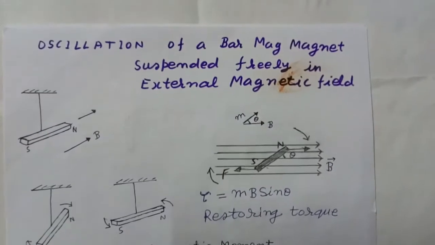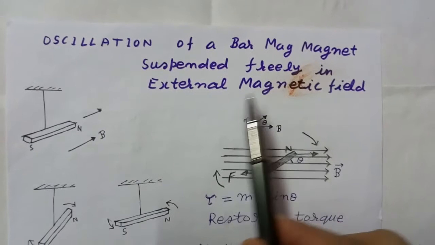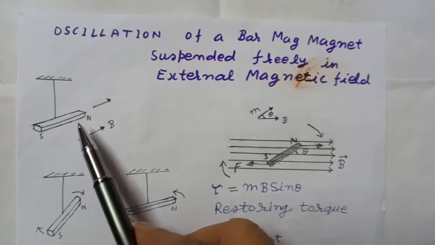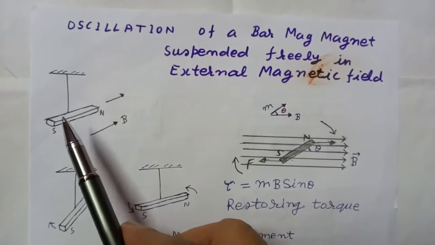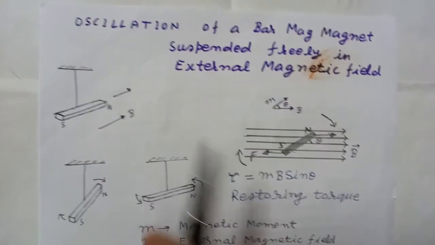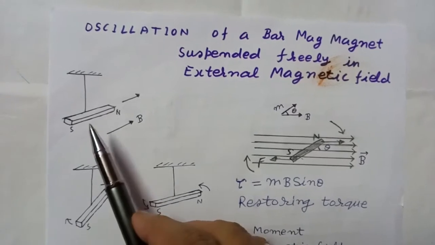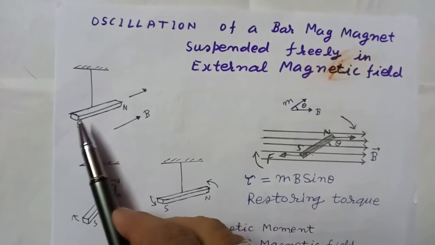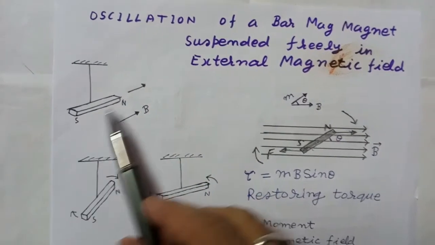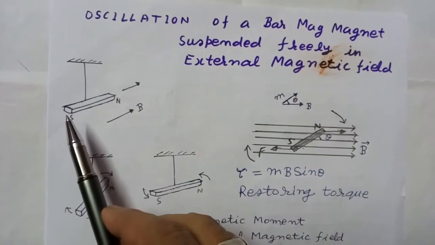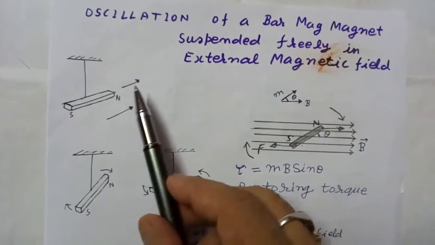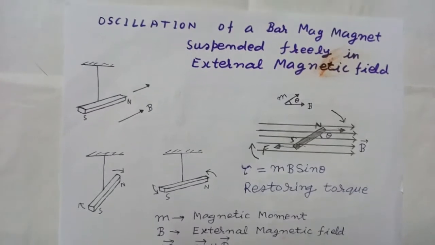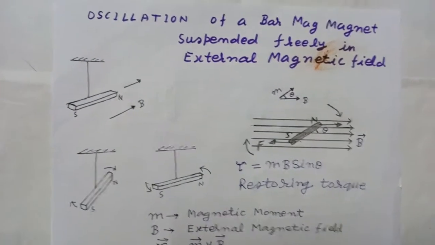Oscillations of a bar magnet suspended freely in an external magnetic field. Suppose this is a bar magnet, and we suspend it with the help of a thread, so that there is no twist in the thread. It will align itself in the direction of Earth's magnetic field, towards magnetic north, which is slightly different from geographical north.